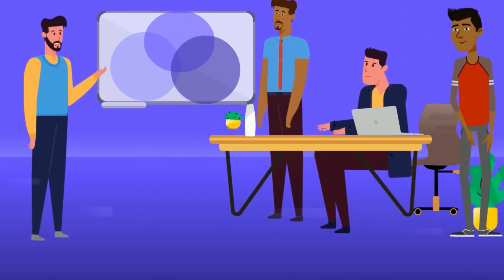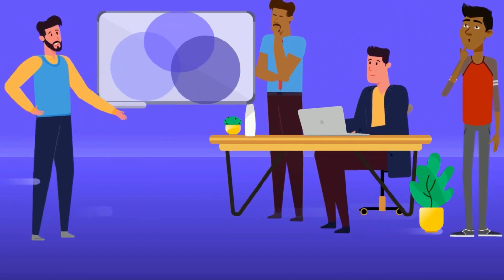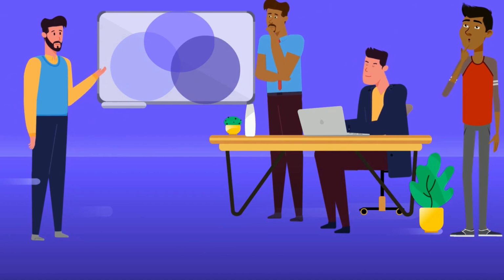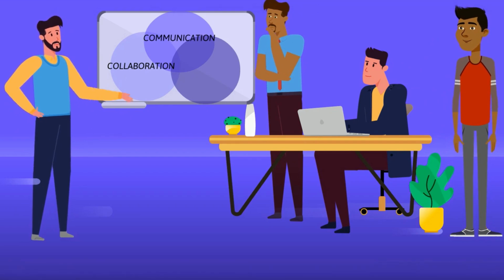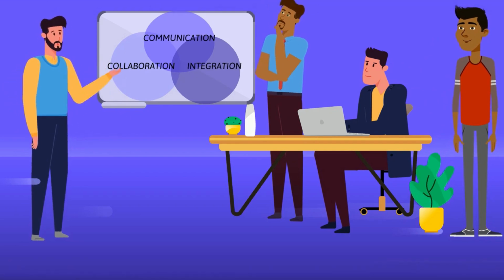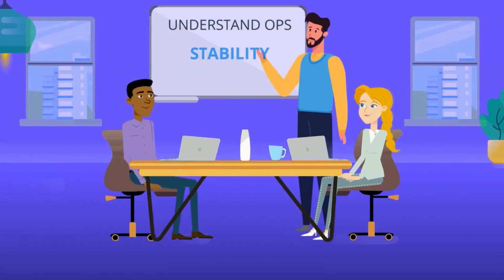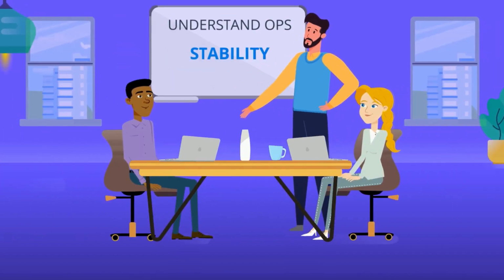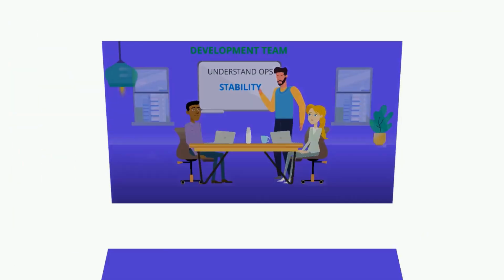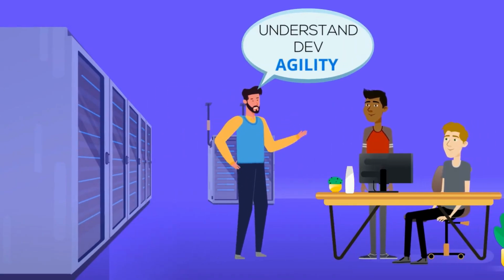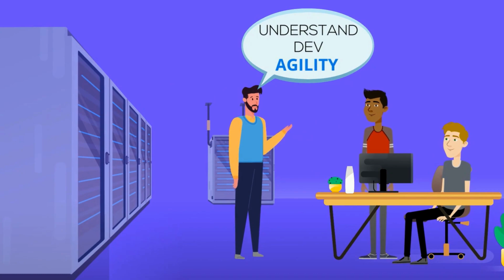He explains to everyone that he does not have a magic wand. Everyone has to work collaboratively, communicate effectively, and integrate the entire code delivery process. He explains and trains the dev team on ops concepts so they can communicate with the ops team more effectively. He also trains the ops team on agile concepts so ops can collaborate with the dev team.